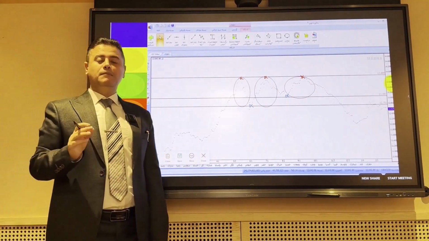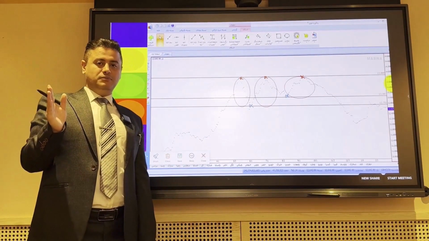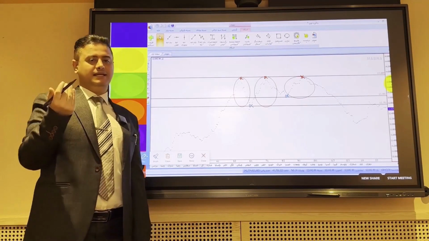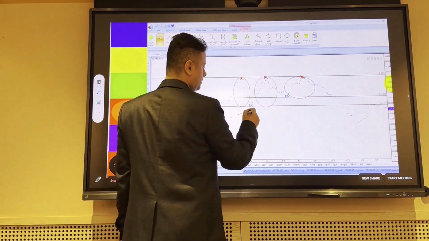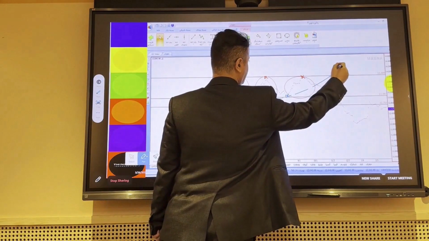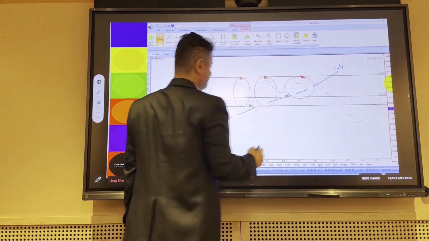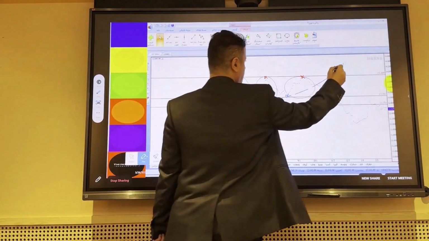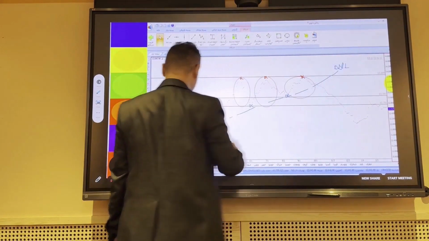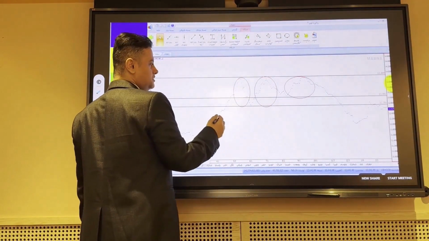If you remember, in the head and shoulders pattern we used to draw an oblique neckline. That is, we would draw a neckline like this and consider it as the neckline. But here, we no longer have such a neckline.